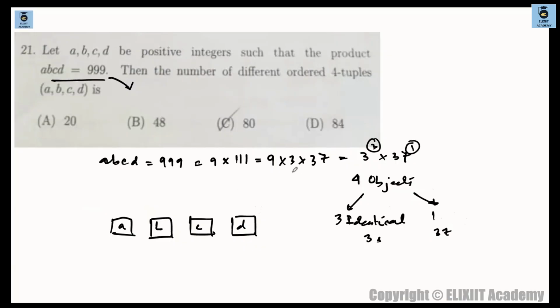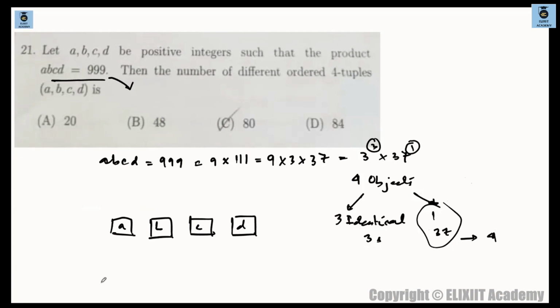First, we can distribute the distinct ball into any of these 4 boxes. So for this distinct ball, we have a total of 4 options.